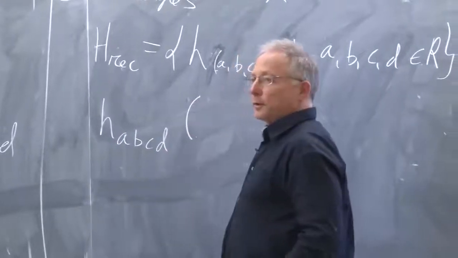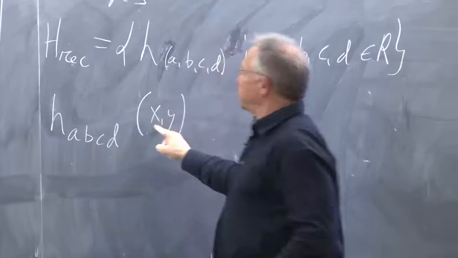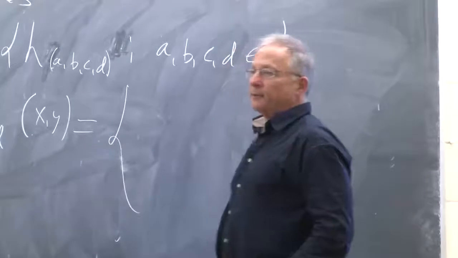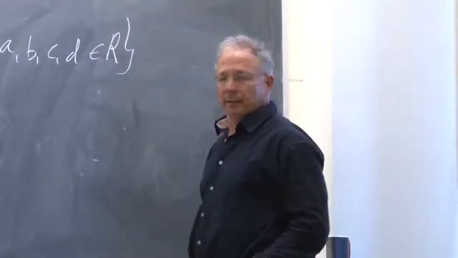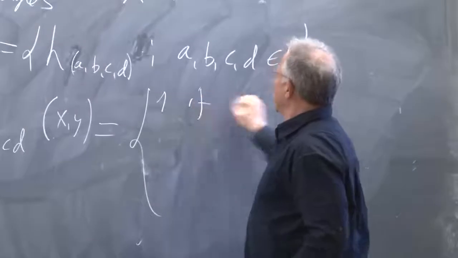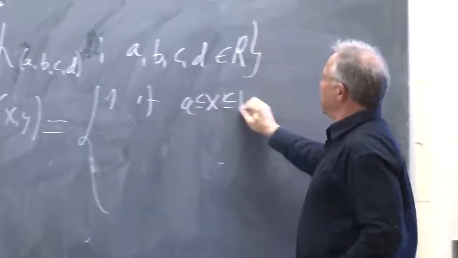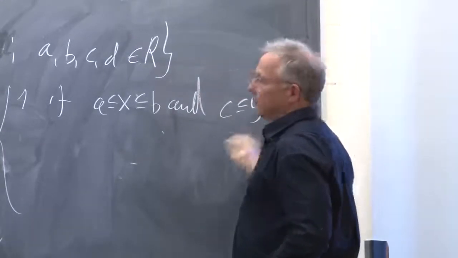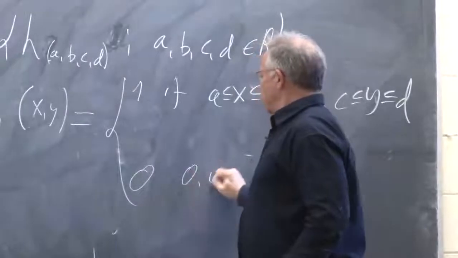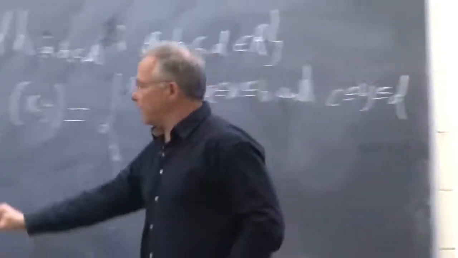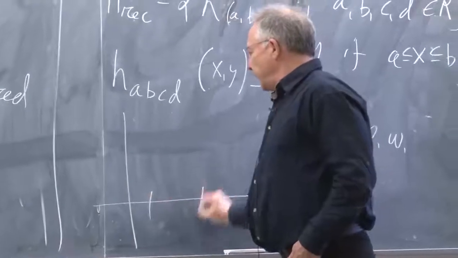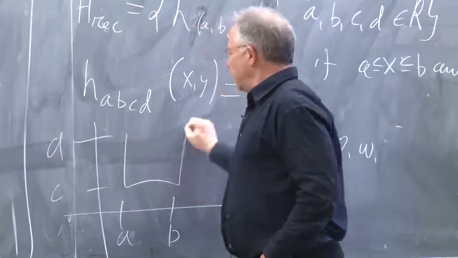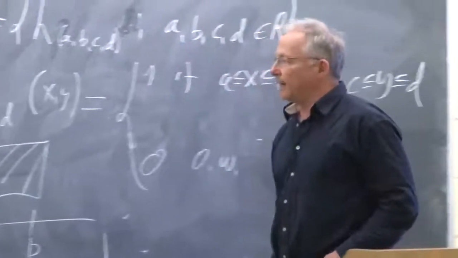Now we are in R2. So a point looks like x, y. It has two coordinates, x and y. H rectangles will give me 1 if I'm inside the rectangle. So 1 if x is between A and B, and y is between C and D, and 0 otherwise. So this is just the rectangle defined by A, B, C, D. I get this rectangle. It's 1 inside and 0 outside.